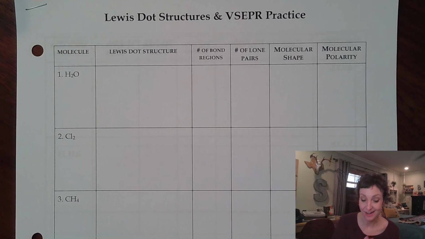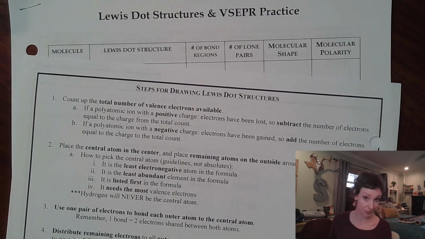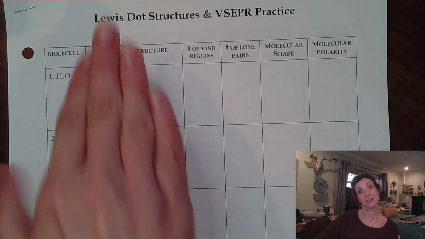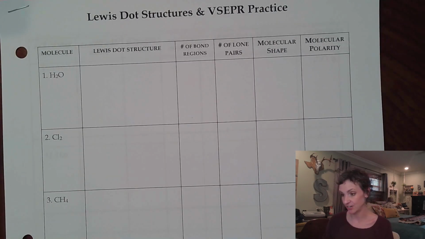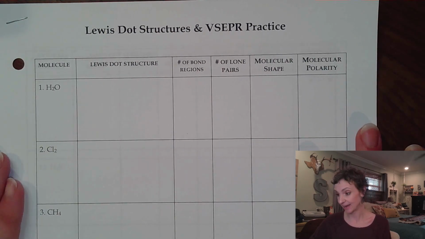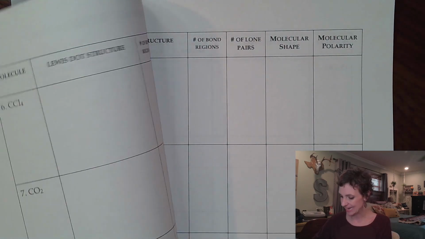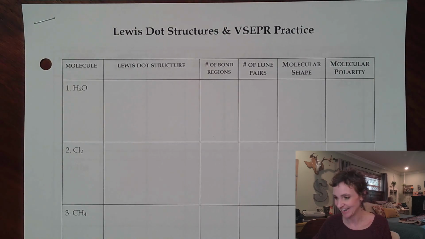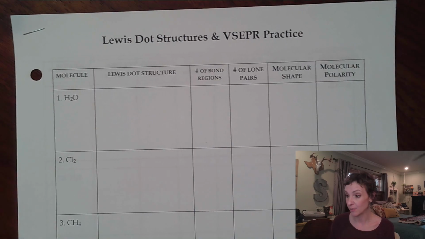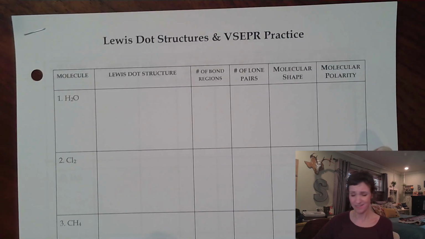We just had a lesson on the steps for drawing Lewis dot structures, so I thought now we would apply them and actually practice drawing our own Lewis dot structures. So you have this Lewis dot structures and VSEPR practice packet. There's a lot of practice problems on here. There are over 20 Lewis dot structures for us to practice together, but all of this practice is excellent. We are going to be doing different sections of this packet as we learn new material.